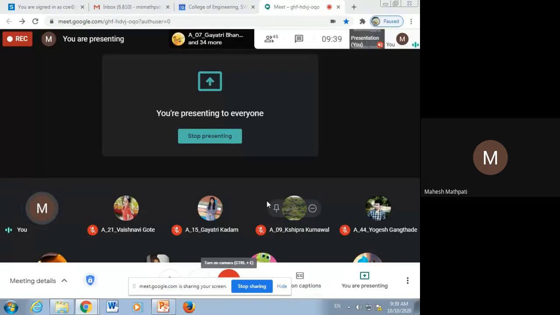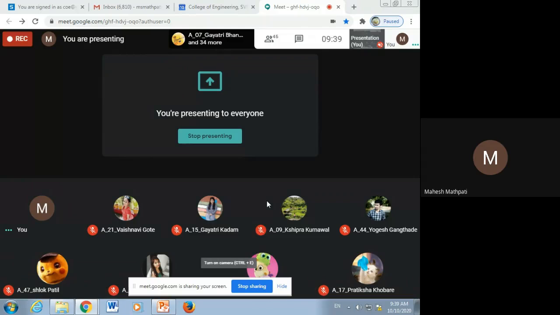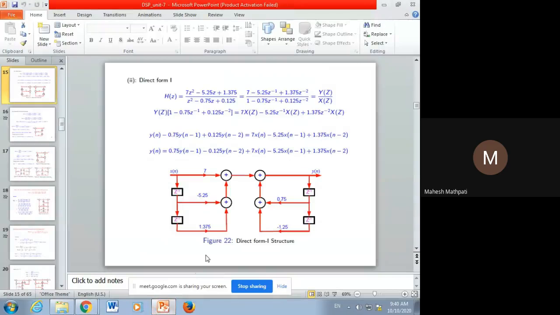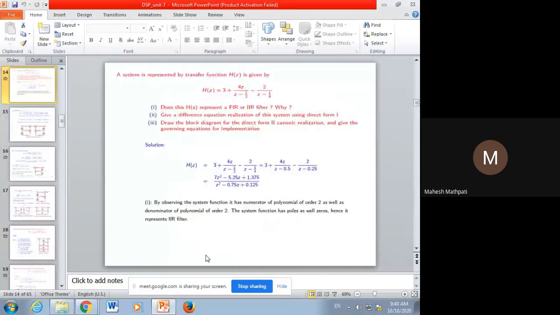Let's see how many of you have done the diagram at least. 2 members. What about others? Yes, diagram you have completed. 5 members. Still, what about others? Okay, let's see today how to complete the diagram as well as the equation.